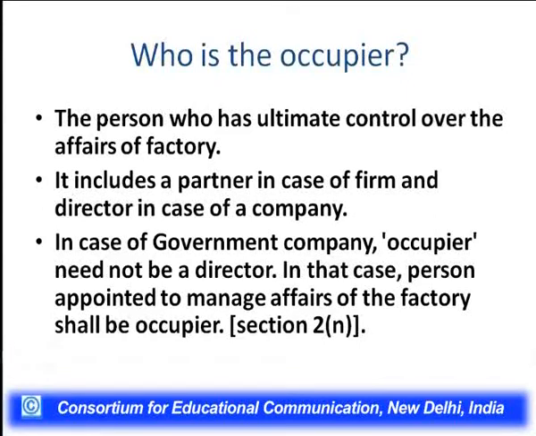Then the occupier, the person who has unlimited control over the affairs of the factory. It includes the partners in case of a firm and director in case of a company. In case of a government company, the occupier need not be a director. In that case, the person appointed to manage the affairs of the factory shall be the occupier, in other words, the manager of the company.